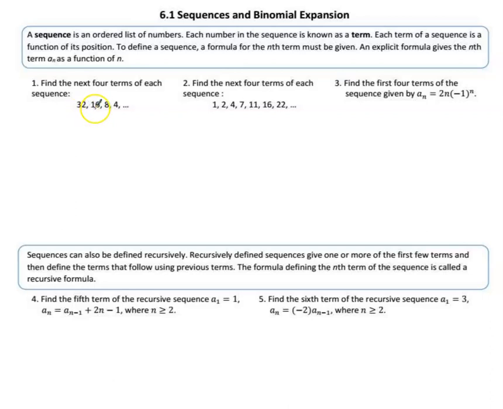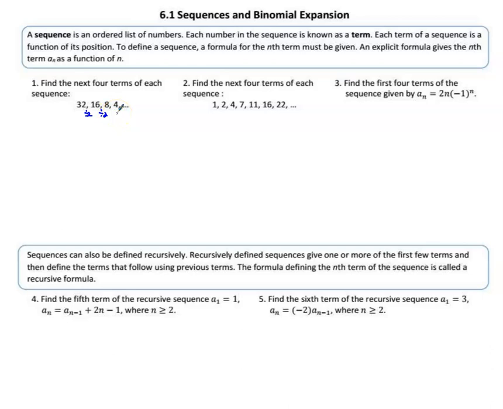So we have 32, then 16. Well, my first instinct was we would subtract 16, but then we go 16 to 8. Subtracting 16 doesn't work, so that's not the same pattern. So is there something that we see that's the same to get from 32 to 16 to 8 to 4? Well, we can divide by 2. 32 divided by 2 gets you to 16. 16 divided by 2 gets you to 8. 8 divided by 2 gets you to 4.